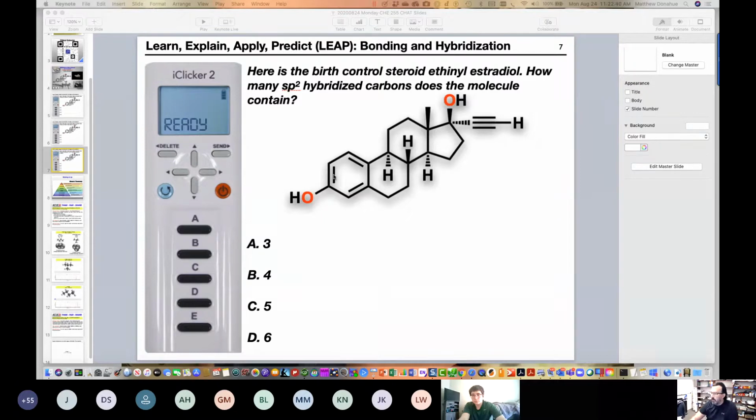So there are 2 of them. Those 2 are located in this functional group. That functional group is called an alkyne. There are many layers of understanding structure and communicating it. So when you see the word alkyne, what you should think of is a carbon-carbon triple bond.